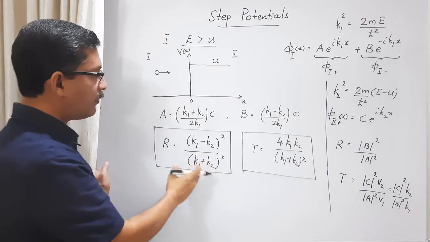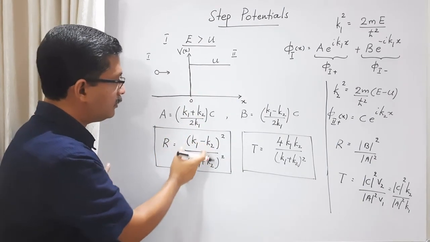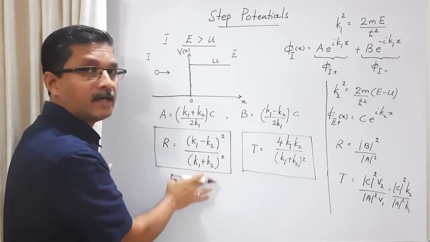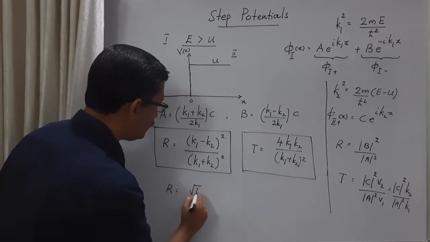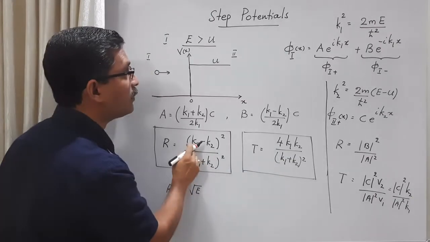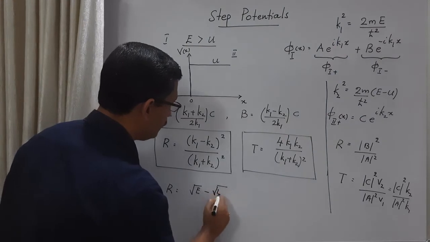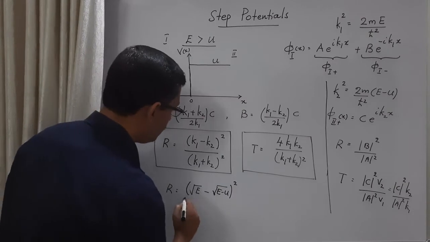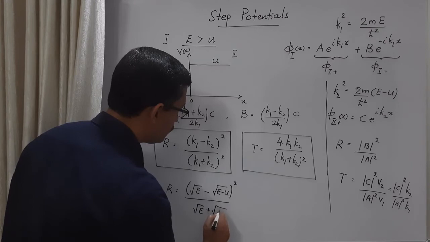So when you substitute for k1 and k2, this square root of 2m by h cross square will be there in the numerator in these two terms. So this root of 2m by h cross square will cancel from all the terms. So what is remaining is root E at the position of k1, and k2 contains root E minus U. So the reflection probability is root E minus root (E minus U) whole square divided by root E plus root (E minus U) whole square.